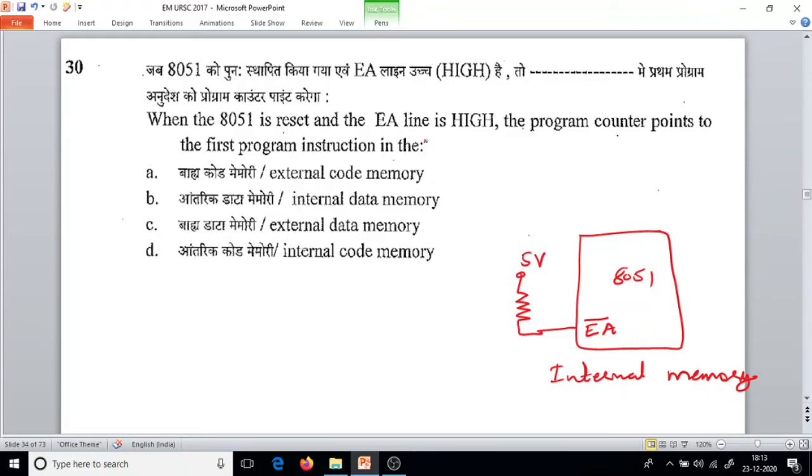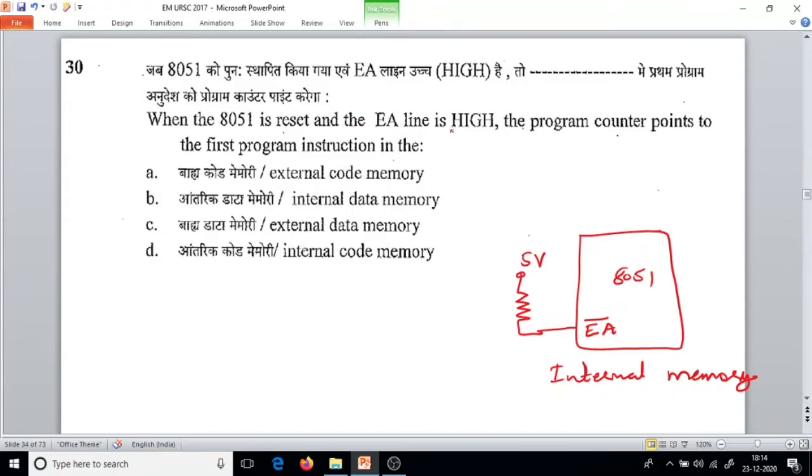Now the question reads, EA line is high, but it is actually EA bar, then it is low. EA bar, no, one second. When the 8051 is reset and the EA line is high, the program counter points to. If I am using internal memory of 8051, I will be connecting like this. Now if I take EA complement, EA bar equal to high. But actually I'm not saying about EA bar.